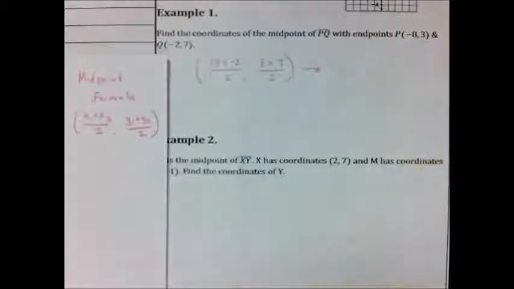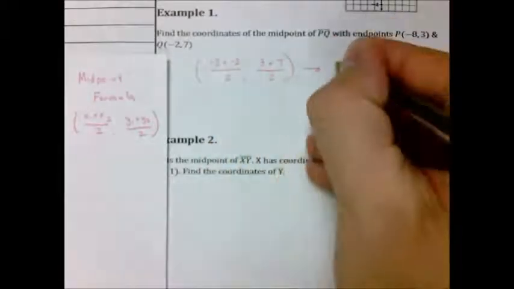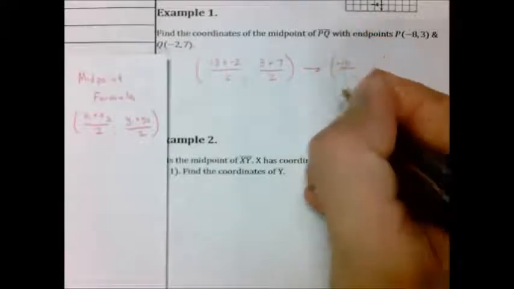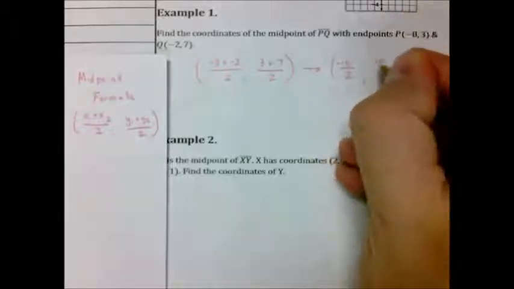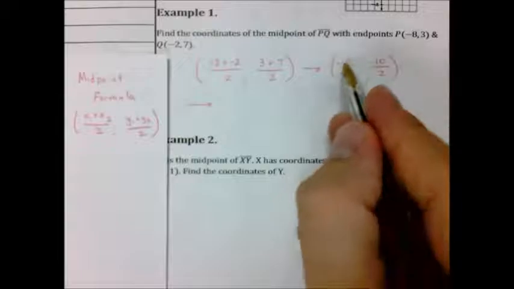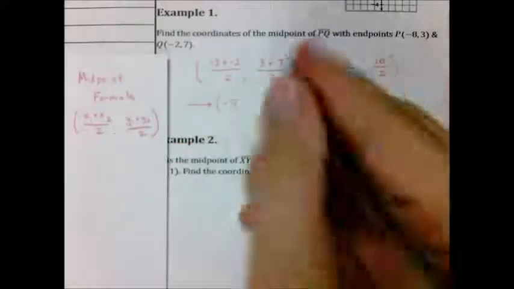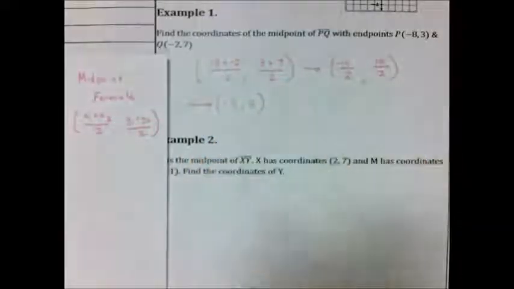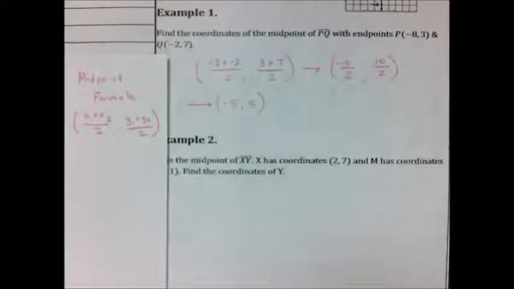Now this is just solving algebraically. Negative 8 plus negative 2 is negative 10, divided by 2 still. And for the y's, 3 plus 7 is 10, divided by 2. Again, we're just solving the rest of the way. Negative 10 divided by 2 is negative 5, and 10 divided by 2 is positive 5. So the coordinates of the midpoint of this line is at negative 5, 5. And that's all you do to solve for the midpoint of a line.